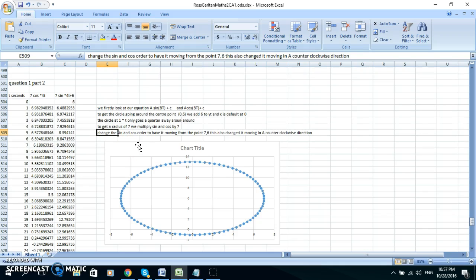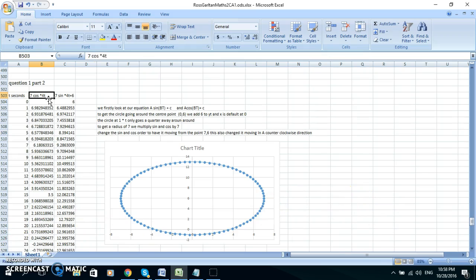I changed the sine and cosine order to get the point from 7, 6. I think it initially was starting over here somewhere. So when I changed cosine around, it started at the right point that we wanted. But it also made it move in an anti-clockwise direction, which didn't matter, we're still moving in a circular motion.